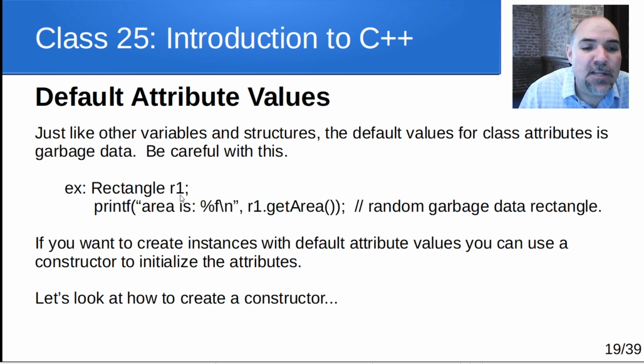So if I say rectangle R1 and then I get the area of that, R1 is going to have some random area. It could be 0. It could be 1. It could be anything. It's just going to be a random garbage data rectangle. So if we want to create instances that have default attribute values, in other words, every time we create it, it's initialized automatically for us, then we need to create a constructor. So let's look at how to create a constructor.